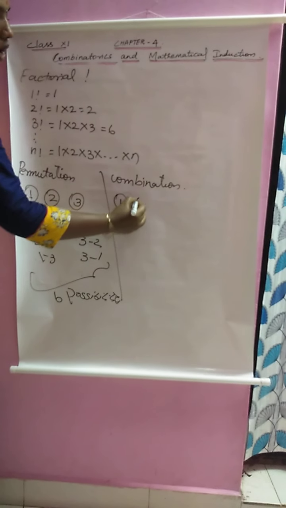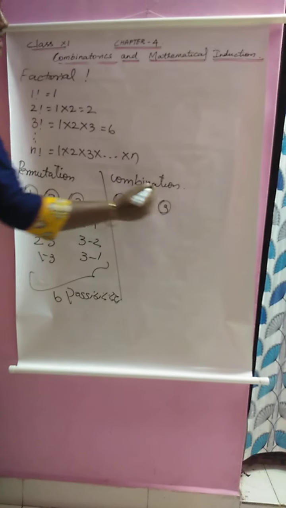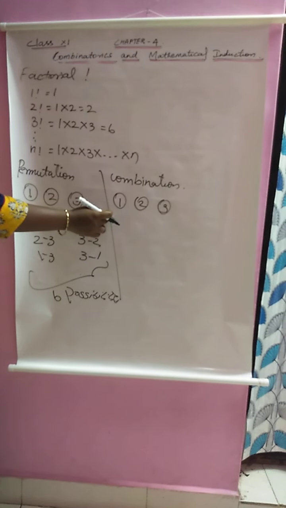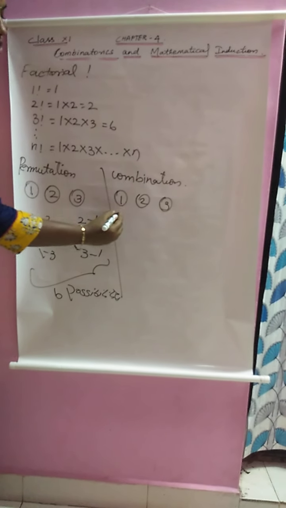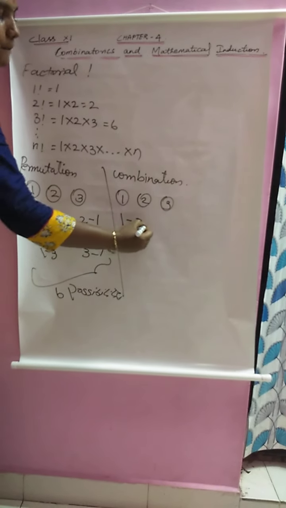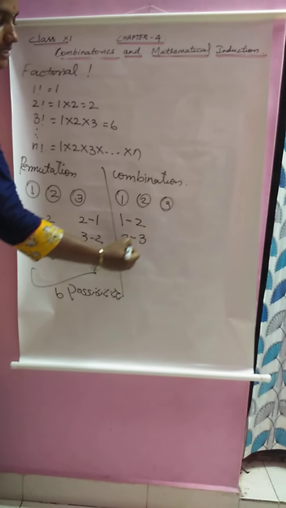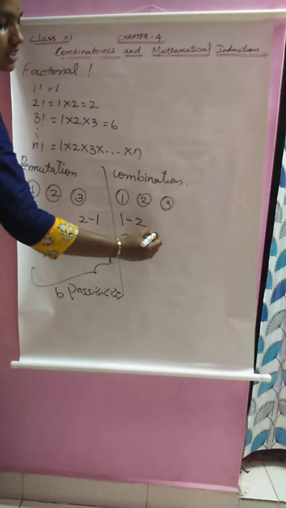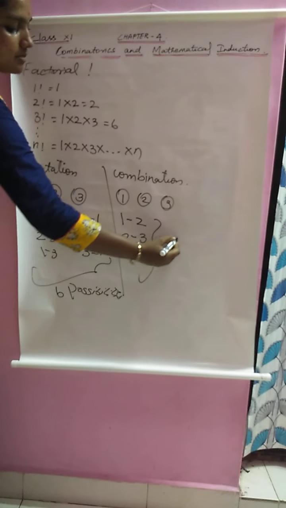Consider 3 balls: 1, 2, 3. Your friend asks you to take 2 balls from these 3 balls. So you can take ball 1, ball 2, ball 2, ball 3, ball 1, ball 3. So you have 3 possibilities here.